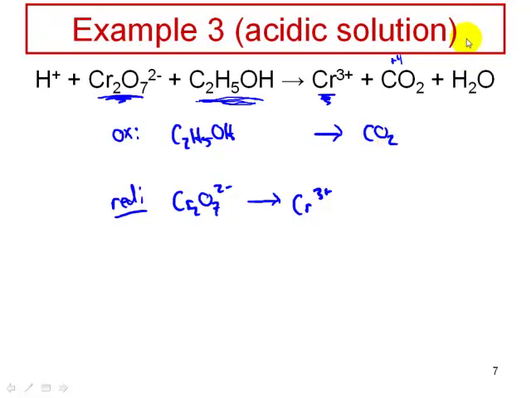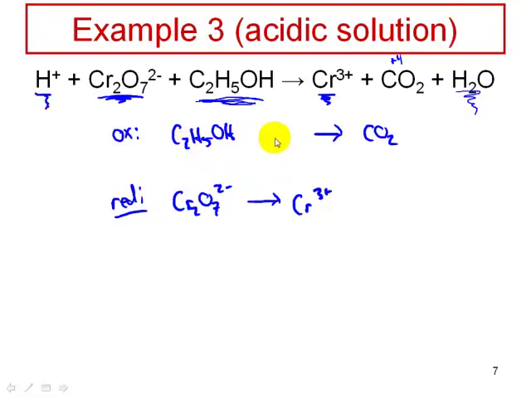Now you're going to see here that in this equation we have water as a product, and we have H+ over here as a reactant. Well, that's going to come out as part of these half reactions as I go through and balance them. Let's do the top one first. So I've got these half reactions.